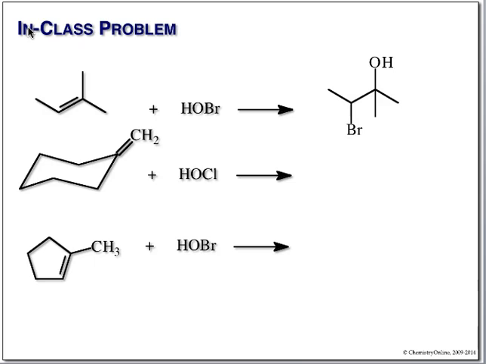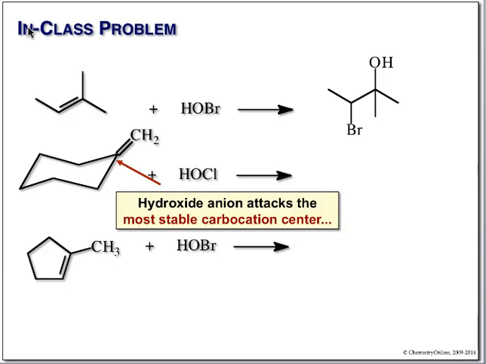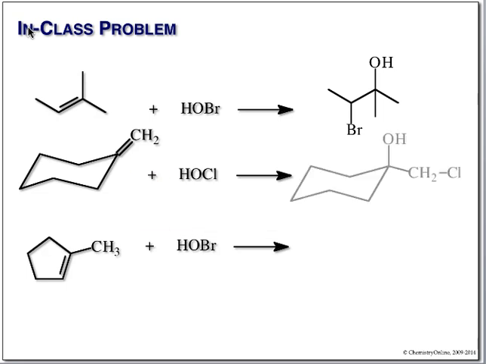Our next one here, just to make it interesting, I put in HOCl. You look at this and you say, which of these is going to be the most stable carbocation? We have a primary, we have a tertiary. Clearly, the tertiary center is our most stable carbocation. That is where the OH group goes. And the chlorine goes to the other carbon.